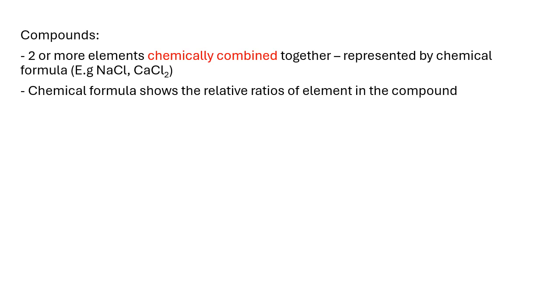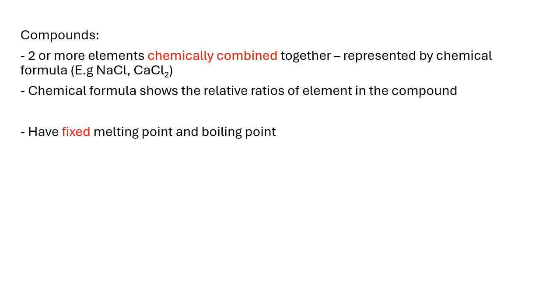Compounds also have a chemical formula that shows the ratios of the elements in the compound. So for example, you see CaCl2. It has a Cl2, which means that there are 2 chlorine atoms to 1 calcium atom. So this shows the fixed ratio of the compound itself. And NaCl has a 1:1 ratio of sodium to chlorine.